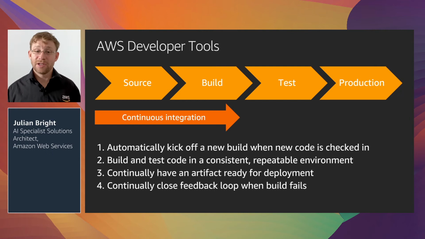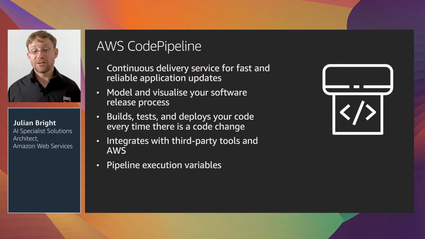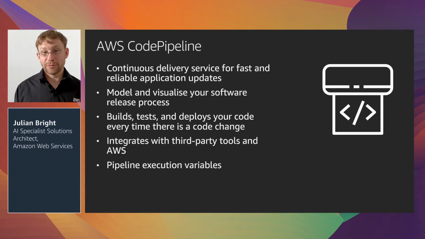From the Amazon AWS development tools perspective, we provide a number of tools to support that continuous integration, in particular, automating kicking off a new build and test of the code in a consistent, repeatable fashion, continually having artifacts ready for each of those stages of the pipeline, and closing that feedback loop when a build fails. CodePipeline is a tool to support this continuous delivery. There's a visual interface within the console. You can integrate existing or third-party tools, and in particular, we're going to showcase the AWS CodeBuild and CloudFormation integration.